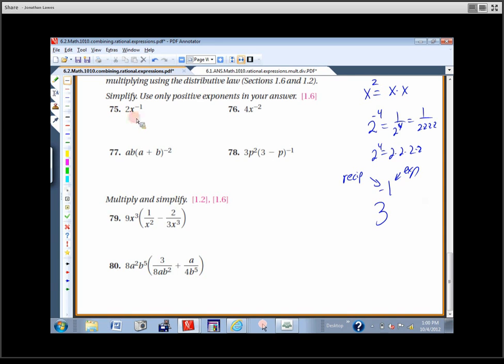Does the negative 1 apply to the x, the 2, or both? Just the x. So the 2 is fine. It's going to stay on the top. This technically would be 1 over x, but it's a lot easier to just say 2 is fine. It's on the top. Move the x to the bottom. There we go.